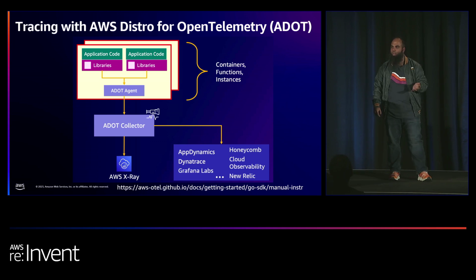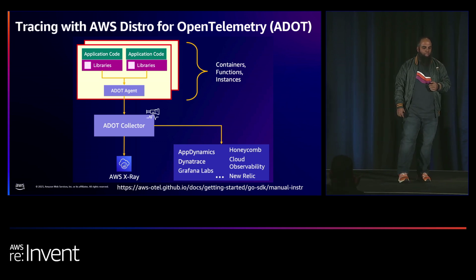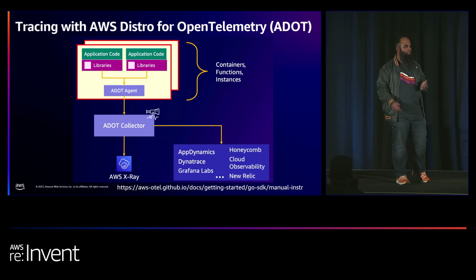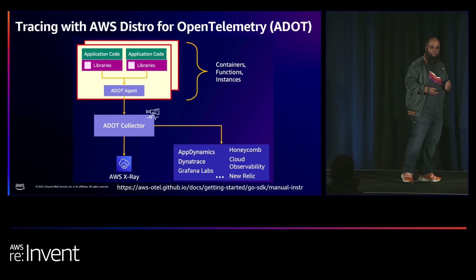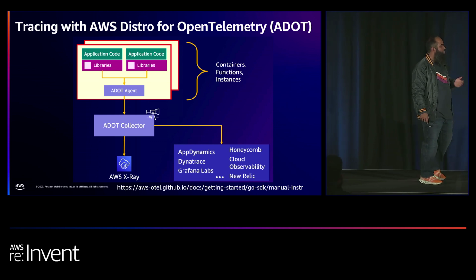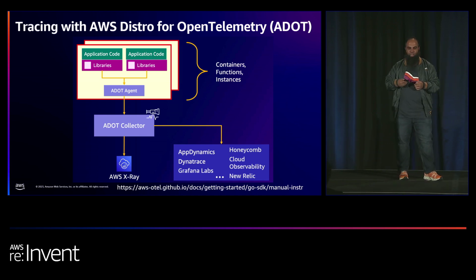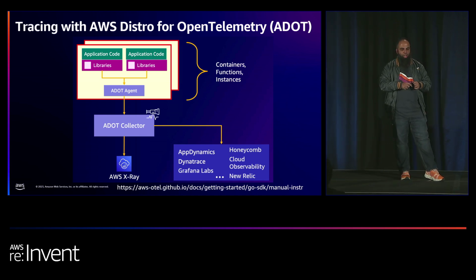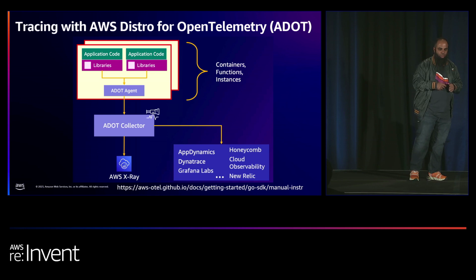X-Ray, for example, is one target where you can send it out to. Then you also have third-party partner services, like, for example, AppDynamics and Honeycomb, and a lot of other things. There are workshops available for this. I can share the code later if anyone's interested in looking at the content for those workshops.